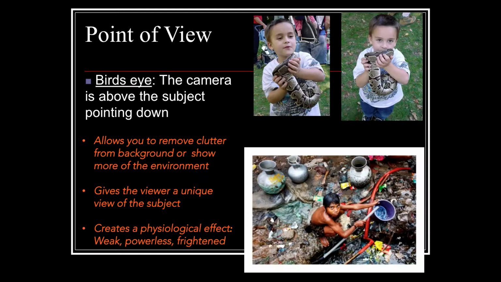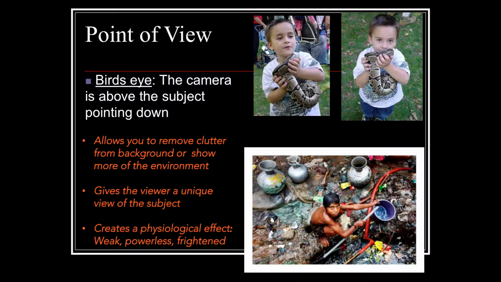So the first point of view is bird's eye. So you're going to try a couple shots of bird's eye. The camera is above the subject, pointing down, like you can see here with the boy with the snake. It helps remove clutter from the background. So it shows more of the environment or less of the environment if you are trying to crop out things like that. It gives you, the viewer, a unique view of the subject, like this boy here who looks like he's washing this bucket. You know, that is a unique view. You wouldn't get to see that if we didn't have a bird's eye view where you were up high pointing down.